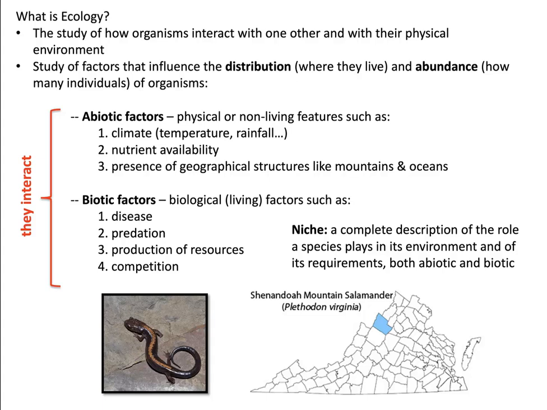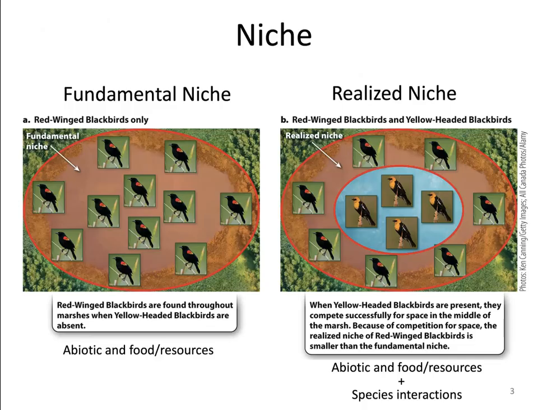And so a niche is just a complete description of the role that a species plays in its environment and of that species' requirements. So both the abiotic and biotic requirements that determine where that species can live and its abundance. And when we talk about niches, there are two major types we can think about: a fundamental niche versus a realized niche. A fundamental niche essentially says, given the abiotic and food resources that are available, this is the whole habitat space that an organism can occupy, okay?